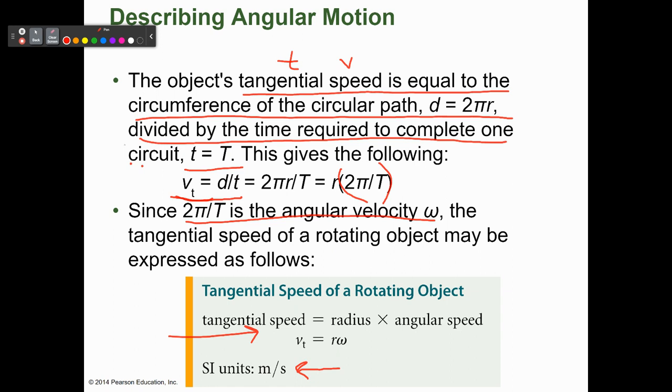So make sure you have those things written down and you understand that that is your relationship between linear velocity and angular velocity.